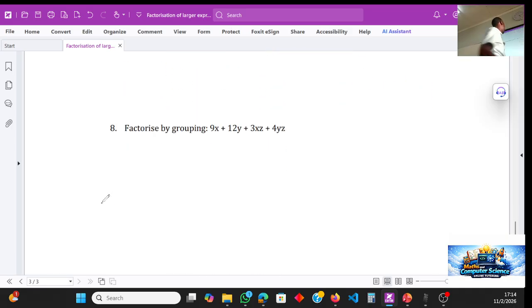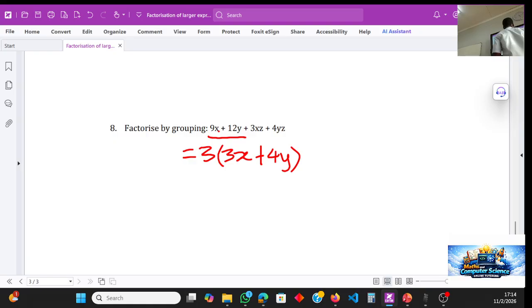We are going to now test the first two. We are going to say 9 and 12. What's our HCF? Now, this time around, these are not multiples of each other, but both are multiples of 3. So 3 becomes the HCF. And when I look at the variables, it's x and y, nothing is common. So I'm going to say 3 here. Then when I divide 9x by 3, it will give me 3x. When I divide 12y by 3, it will give me plus 4y. Then I close my bracket.